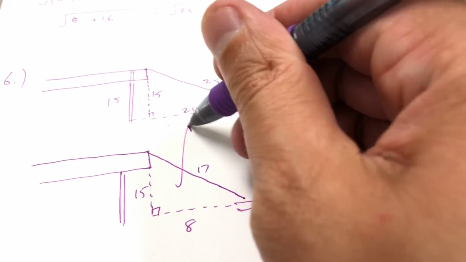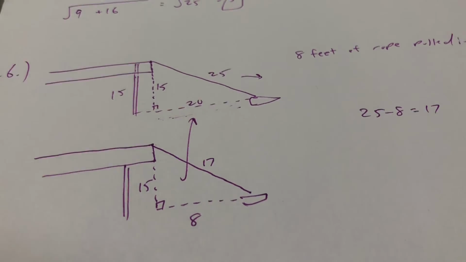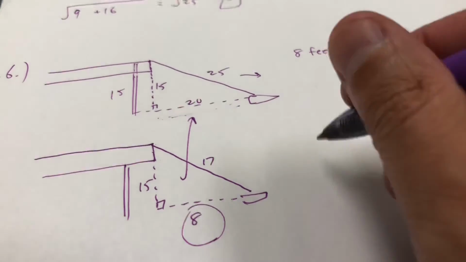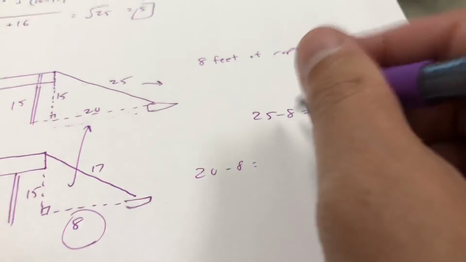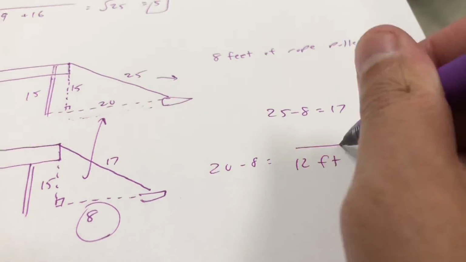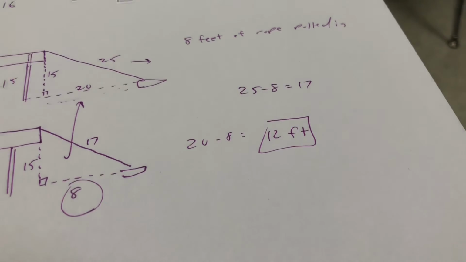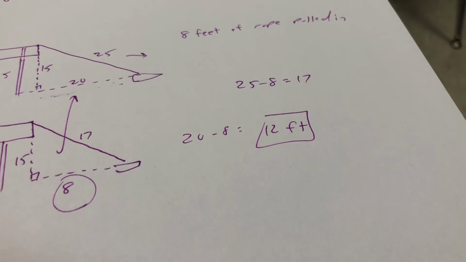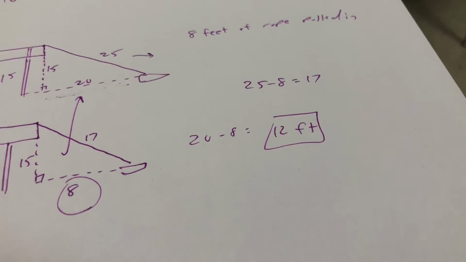So the boat was 20 feet away from the dock. Now it's 8 feet away from the dock. 20 minus 8 tells us this boat moved 12 feet when that rope was pulled in 8 feet, which is kind of interesting. Might not necessarily be what you expect.